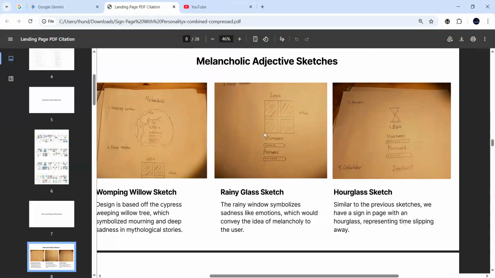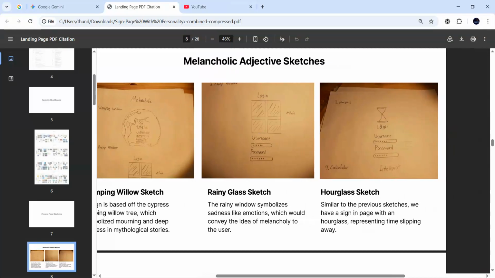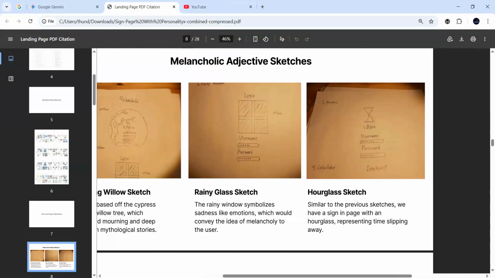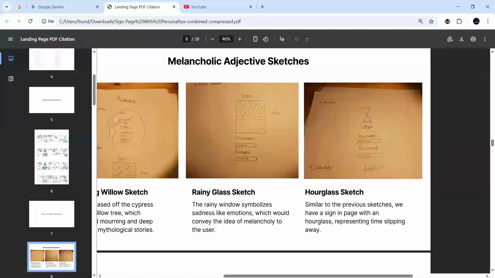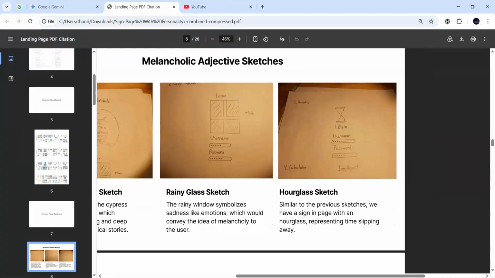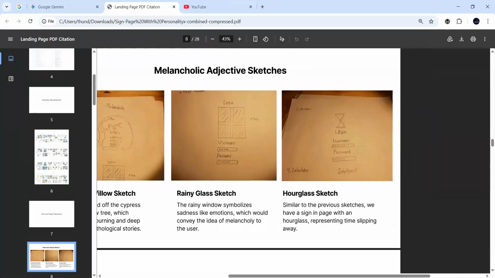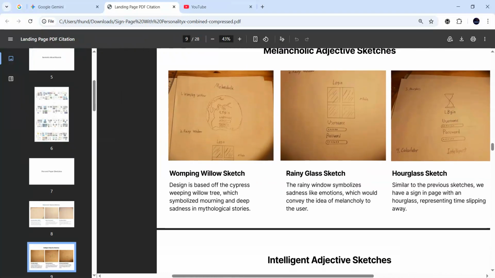The next one is of a raining window, and this symbolizes similar emotions like sadness, which I think would convey the idea of what my term is towards the user. And then an hourglass sketch, which is one of the icons that I had chosen, which represents time slipping away, and is an icon that is usually related to this word.